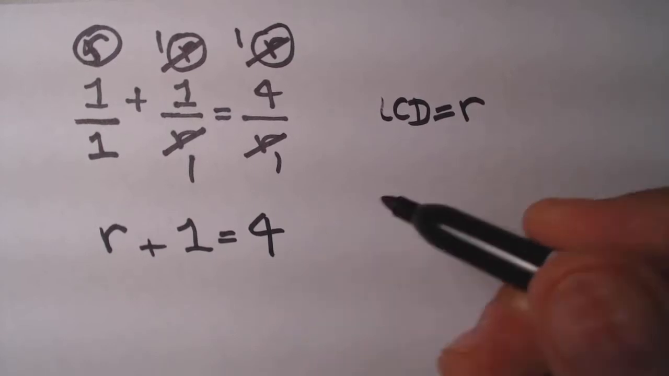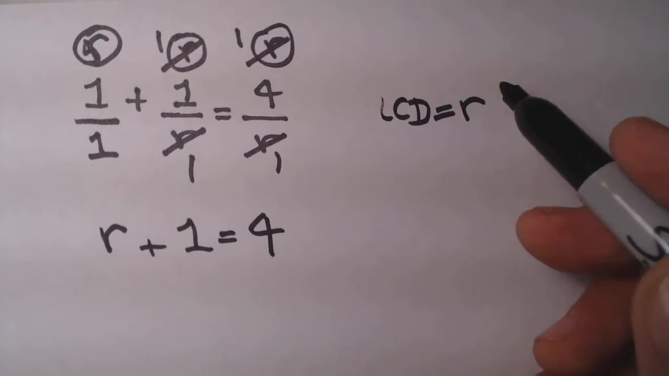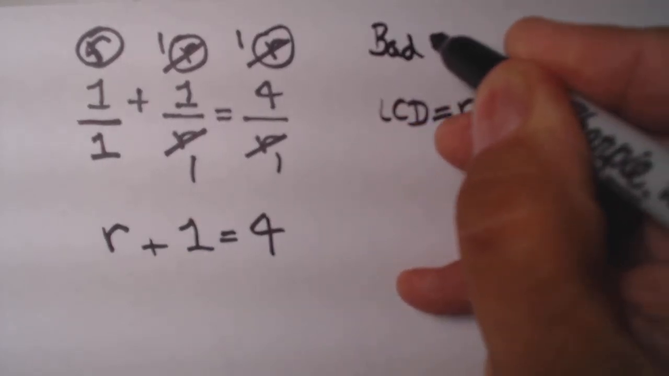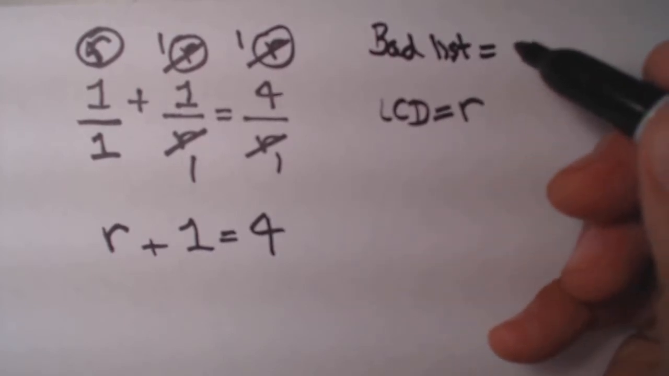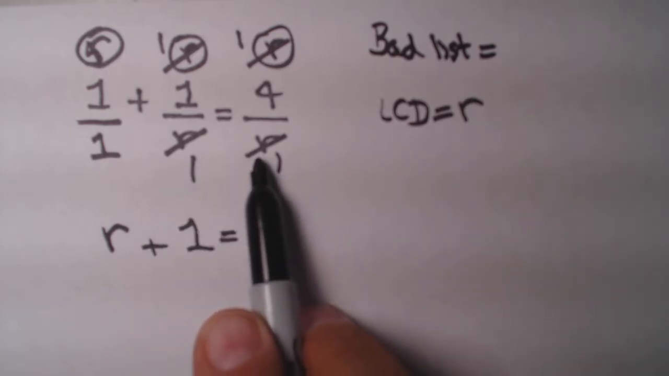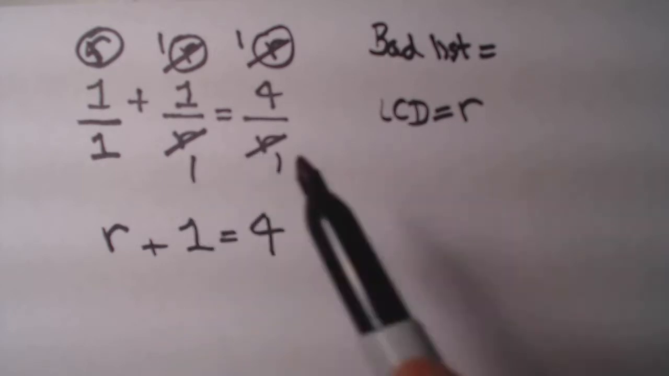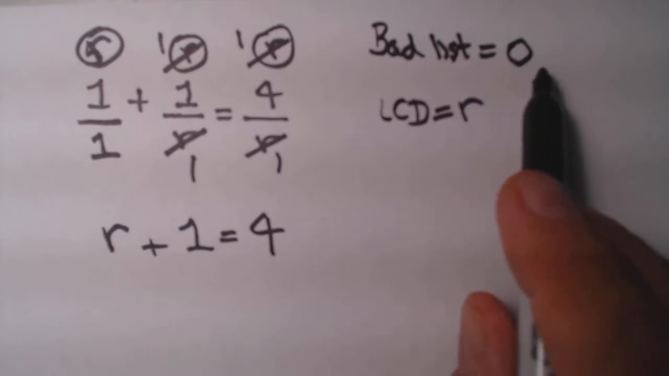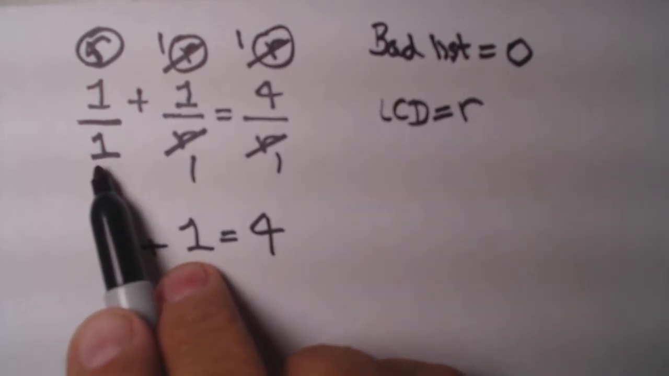Now, here's one thing we should have done right off the bat. I was a little slow in doing it here. And that was we needed to make a bad list. Okay. And that's the values of the variable that we will not allow. Well, remember, what value of R would make these downstairs guys equal to 0? R equals 0. So if 0 came up as an answer in this equation, we'd have to toss it out. This first guy over here has a 1 downstairs.